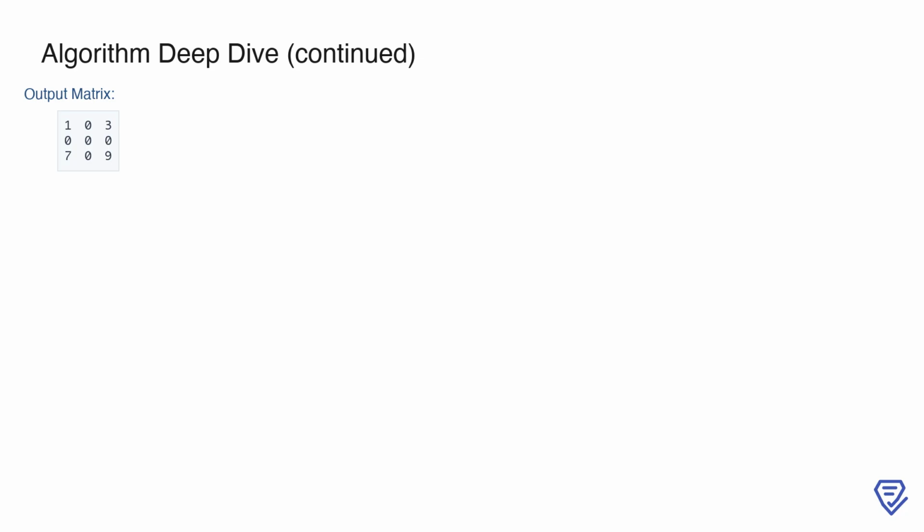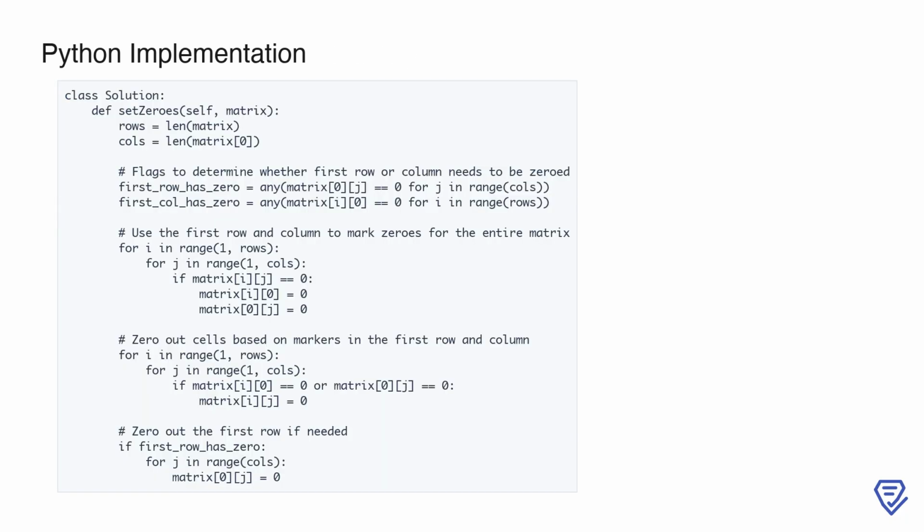This result demonstrates the correctness of the algorithm, as all rows and columns containing zeros in the original matrix have been appropriately zeroed out. The separation of the identification and modification phases ensures accuracy, while the use of sets minimizes redundant operations. This approach strikes a balance between simplicity and efficiency, making it a robust solution for the problem of setting matrix zeros.